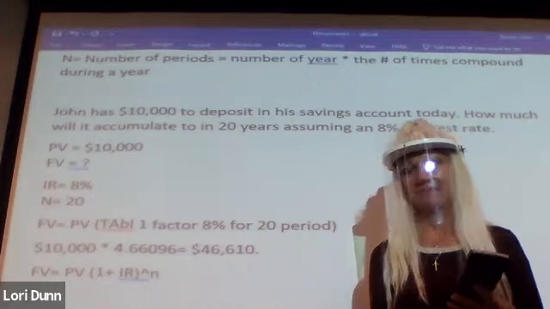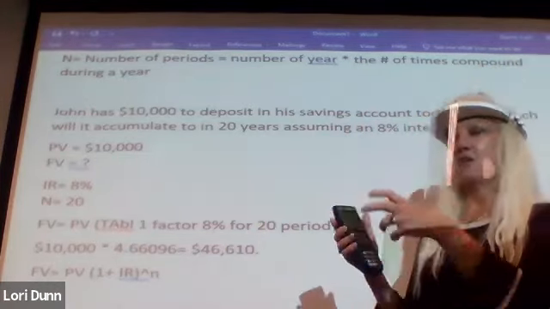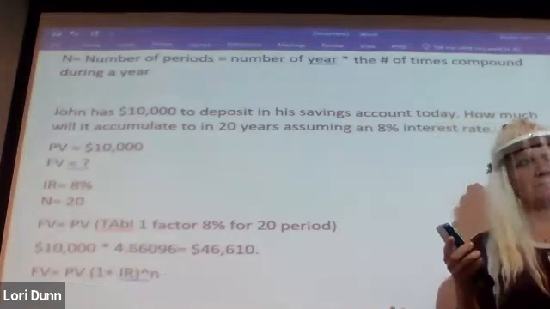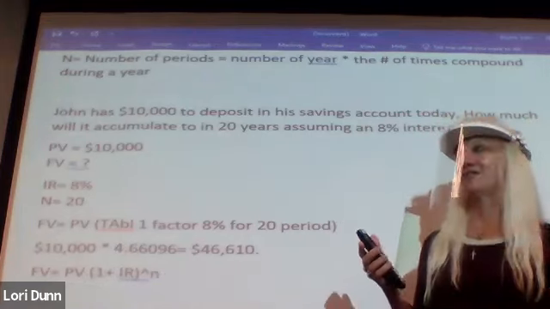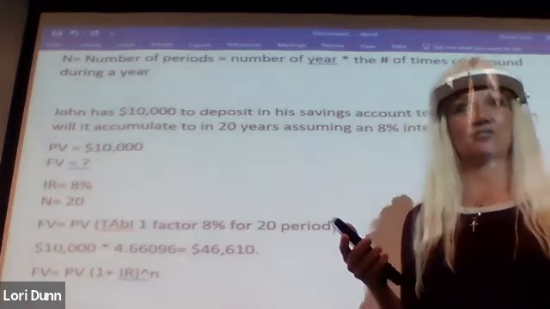Does that make sense? It's just the way the program is designed that one number will always be positive, either present or future value, and so the other one will be negative. And that's how Excel is designed too.